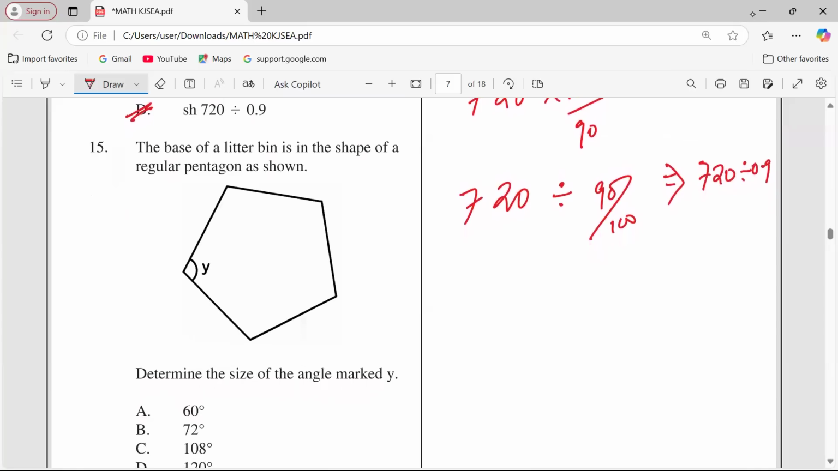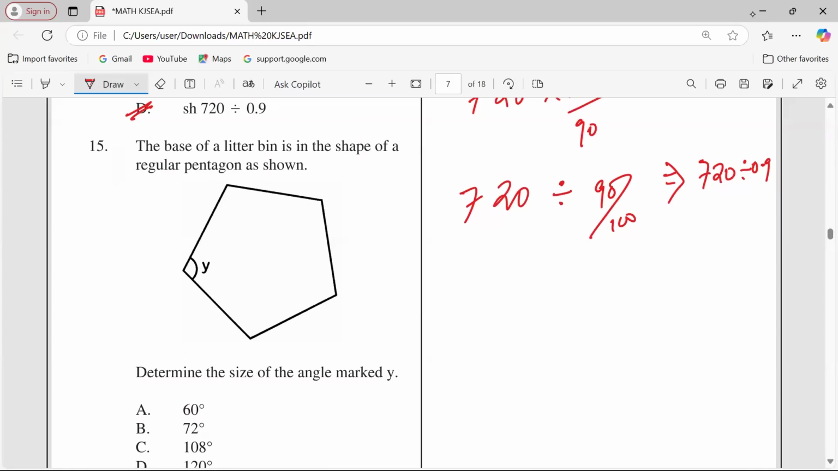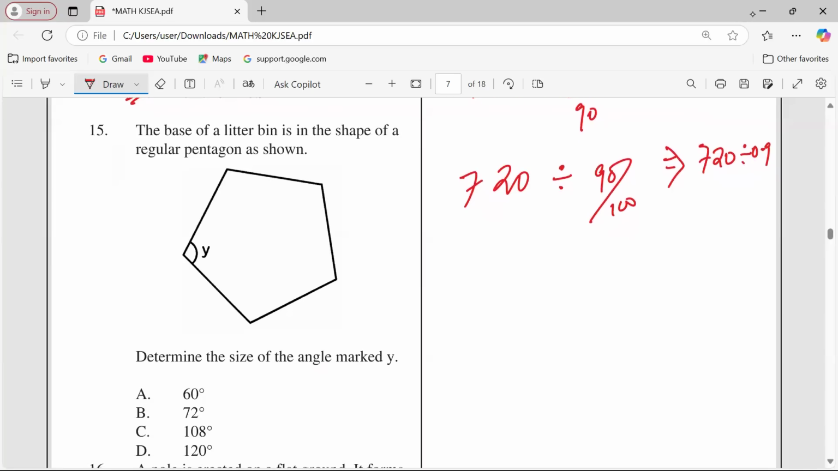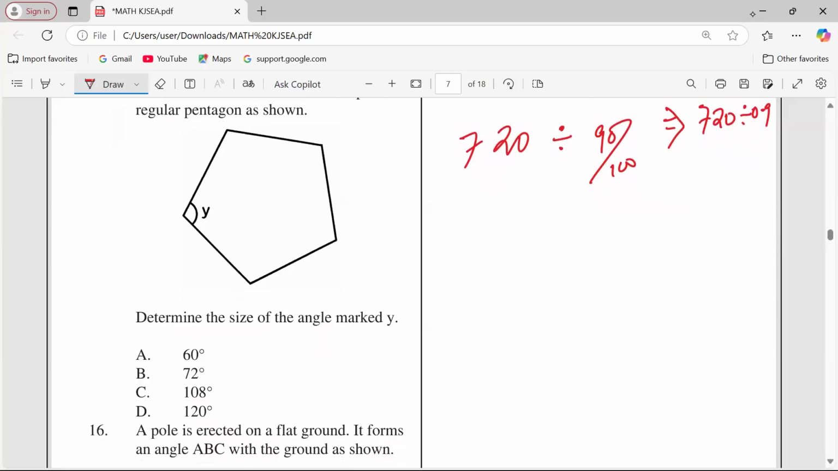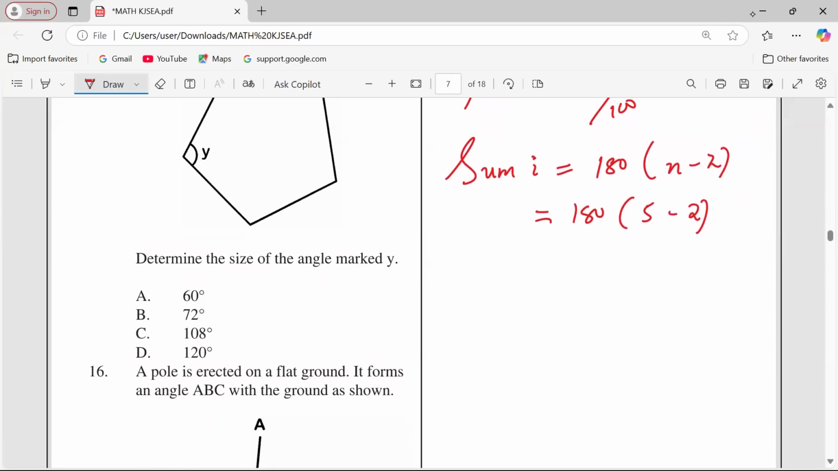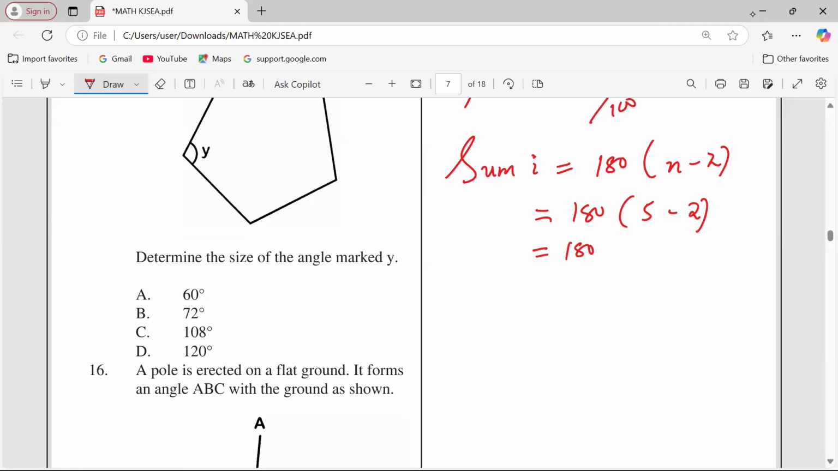Number 15. The base of a litter bin is in the shape of a regular pentagon as shown. So we have a pentagon here, then there is an angle marked Y. Determine the size of the angle marked Y. So inside a pentagon, what is the sum of the interior angles? Sum of interior angles is usually given by 180 into n minus 2. In this case, we'll be talking about 180 into 5 minus 2. N is the number of sides, remember? Therefore, 180 by 3, giving us 540.